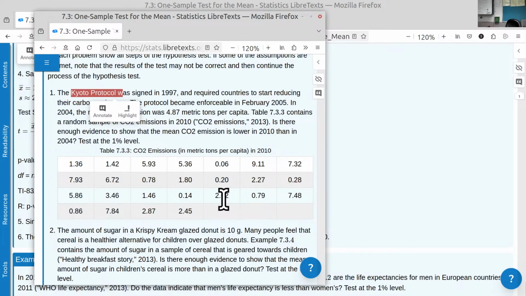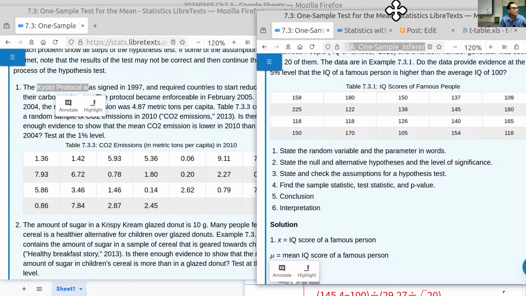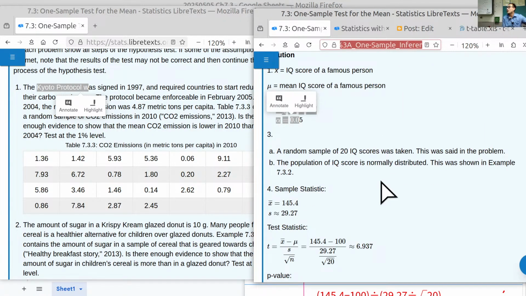Any questions? How to calculate this one? It is very similar to the example I shared. Okay, let me show you how to do this. We can imitate the solutions from the first example.